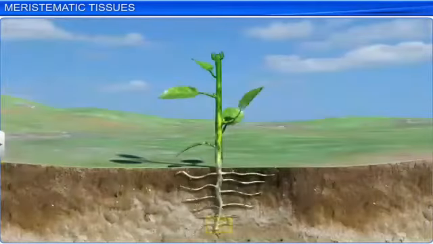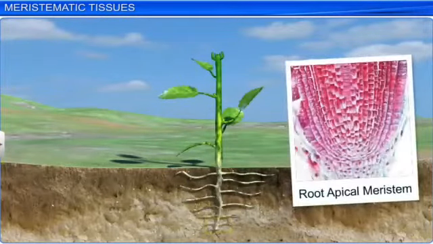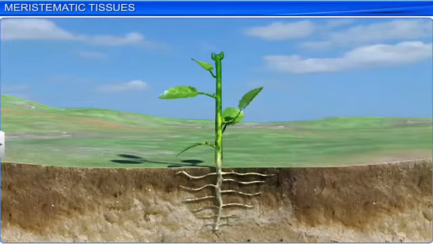Apical meristems are named depending on their location in the plant's body. The meristem found at the tips of the roots is known as root apical meristem, whereas the meristem found at the tip of the shoot is known as shoot apical meristem.